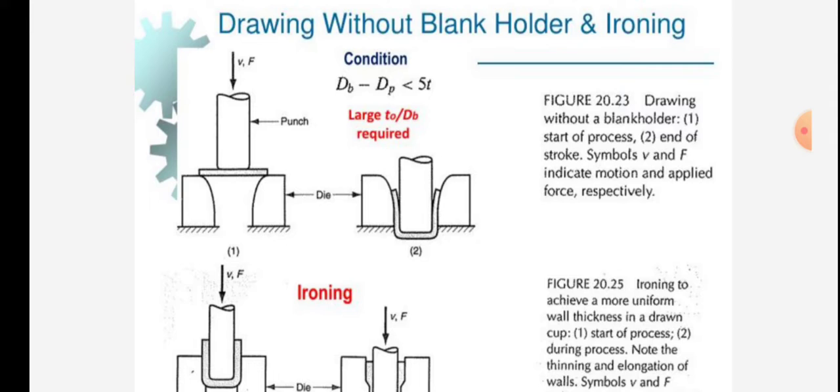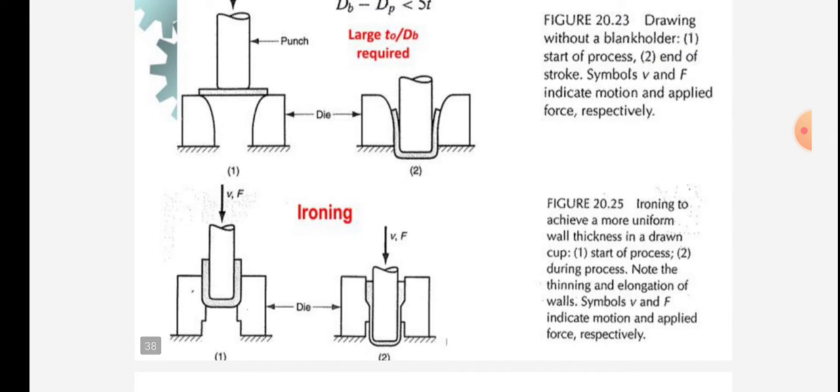Ironing is given. Figure shows ironing to achieve a more uniform wall thickness in the draw cup. Start of process. During process, note the thinning and elongation of walls. Symbols V and F indicate motion and applied force respectively.